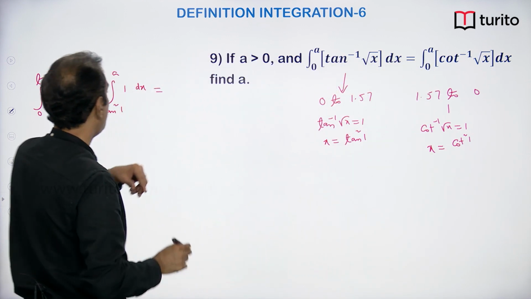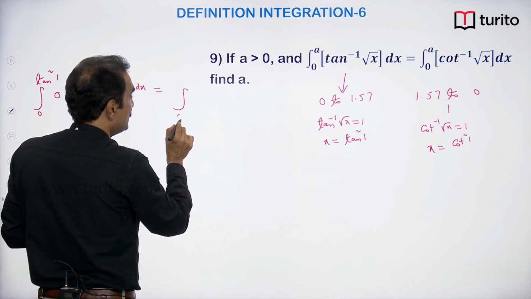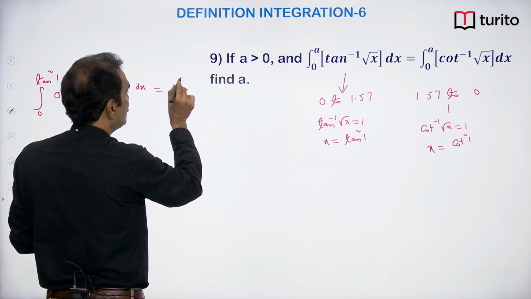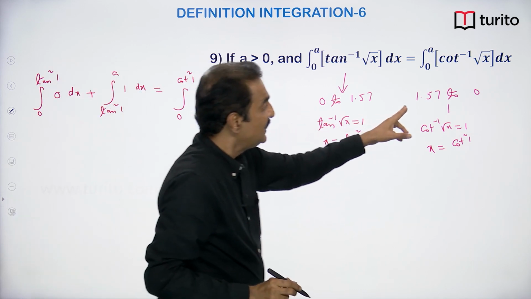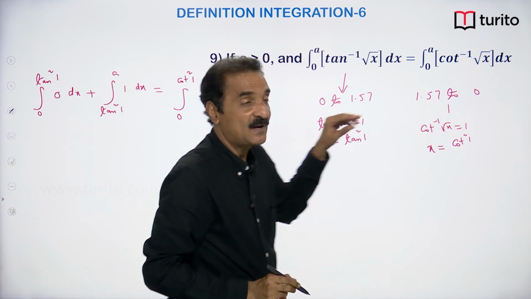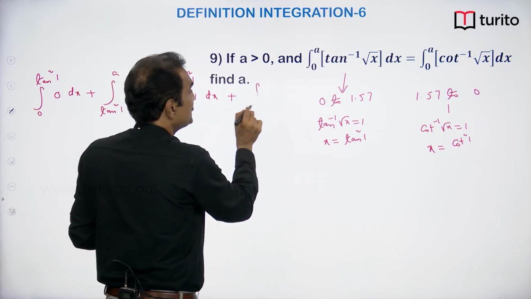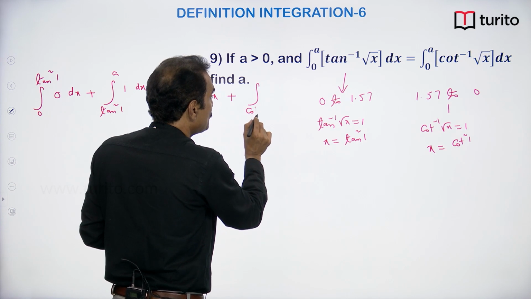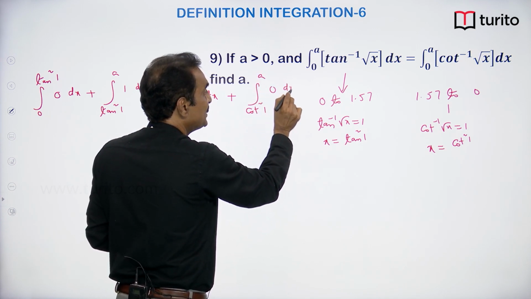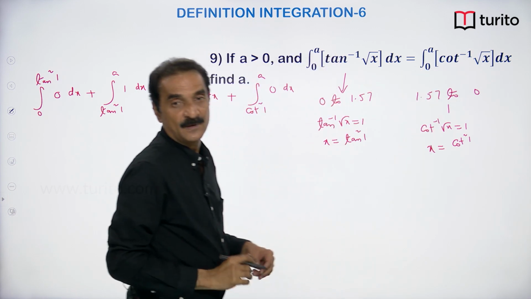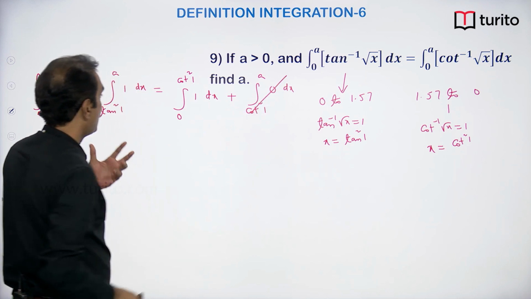So let us write this RHS, integral 0 to cot square 1. In this interval, it lies between 1.57 and 1, integral part is 1. Next is cot square 1 to the upper limit a. In this interval, integral part is 0. Now integral of 0 is 0 here and here.